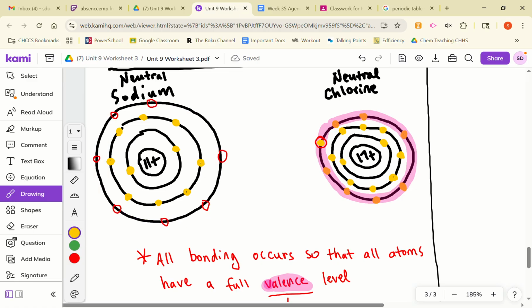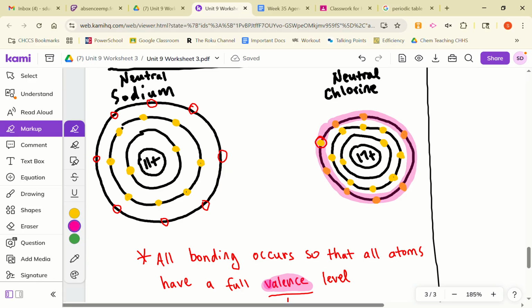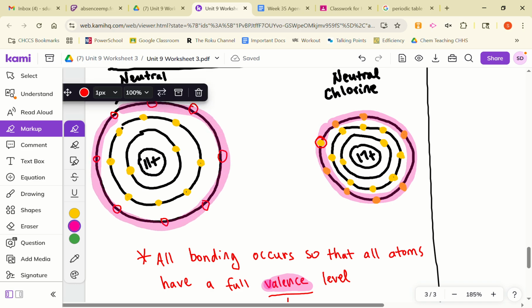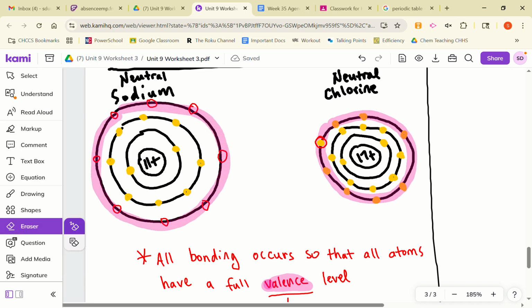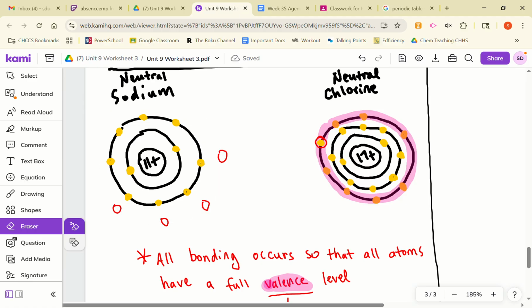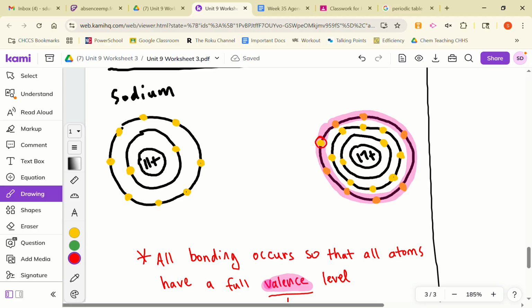When I erase that electron, now there are no electrons left in this ring for sodium. So effectively, that ring is also erased. If there are no electrons in that ring, then that ring is also erased. And so now, this is no longer neutral sodium, and this is no longer neutral chlorine. Instead, we have a sodium ion and a chloride ion.